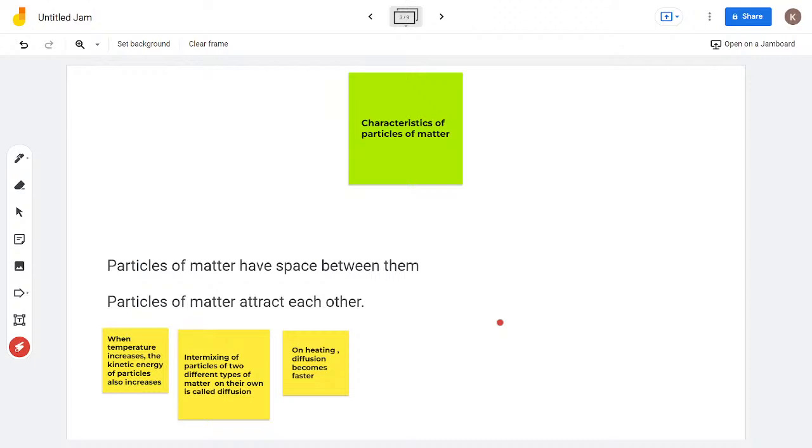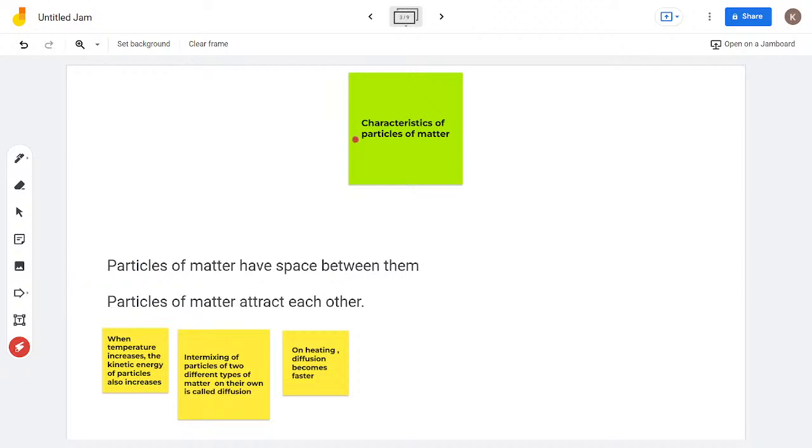So what do you think, which group was the easiest to break and why? Obviously, the group formed by just touching each other's fingertips would be easiest to break, because there is not a strong force of attraction between them, so it will be separated easily. So we are done with the characteristics of particles of matter.